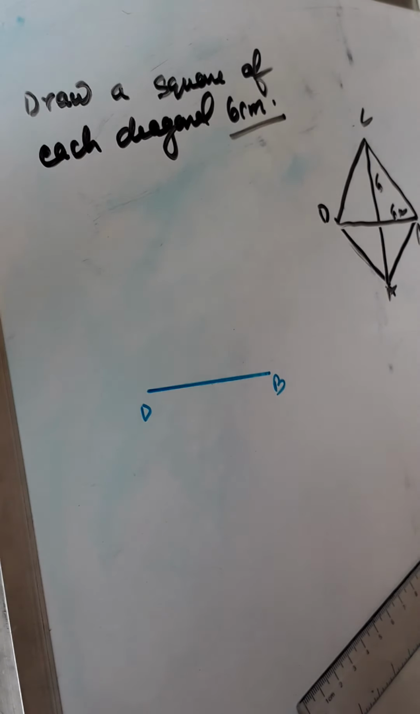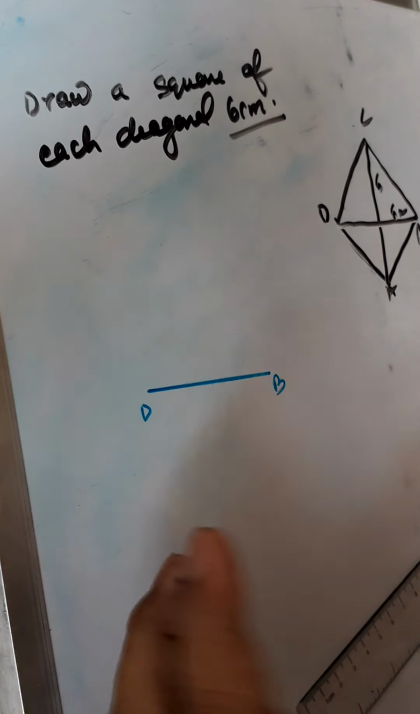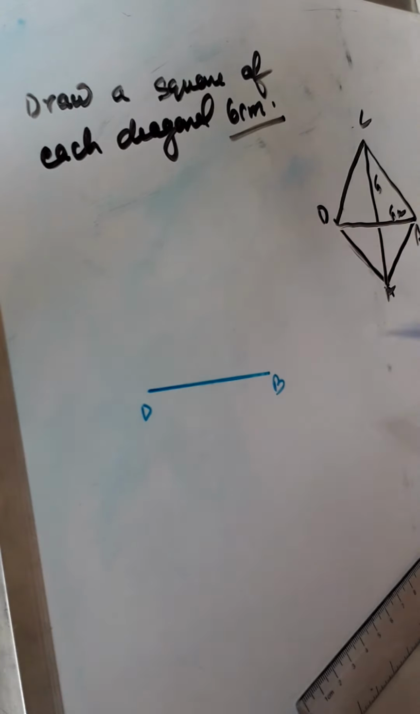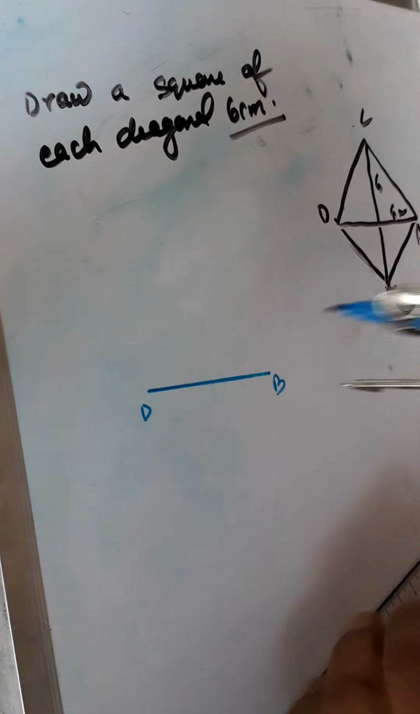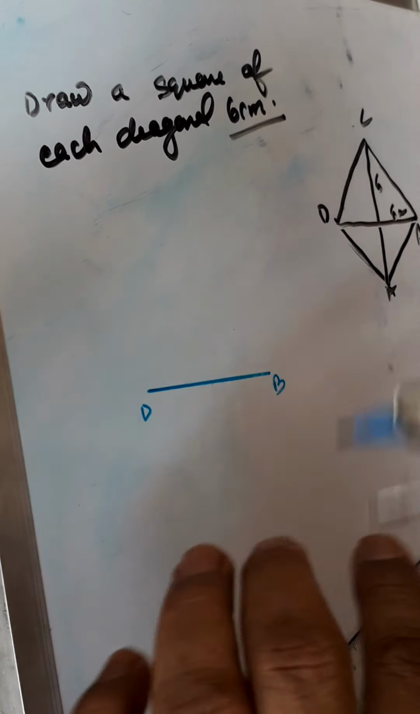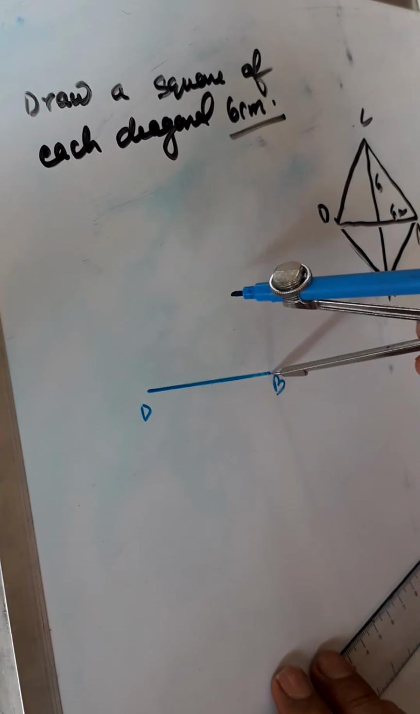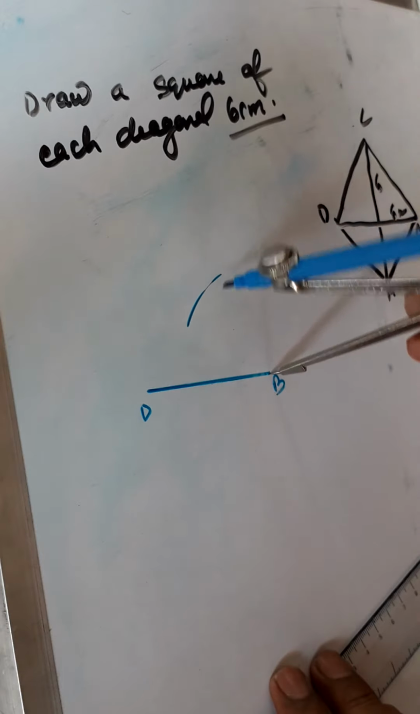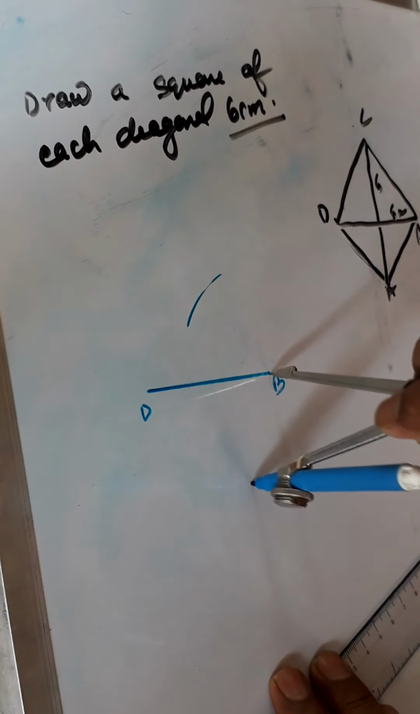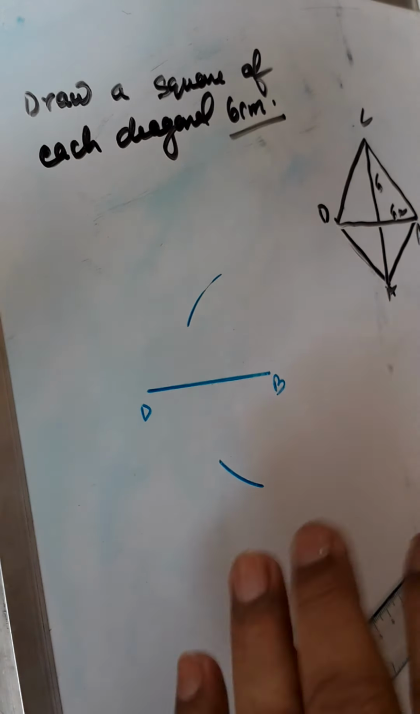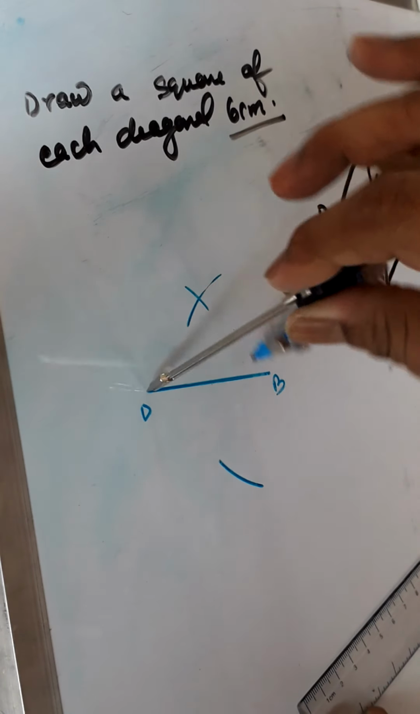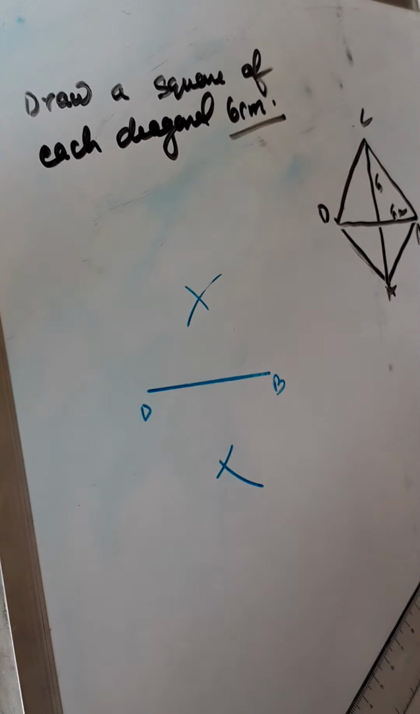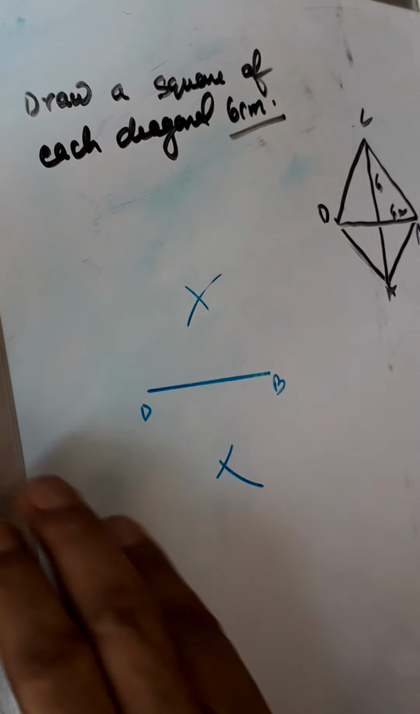Now we will draw the perpendicular bisector of this BD. For this we will take more than half of this. It should be more than half of this. I am taking here one arc from here, point B, and another arc from here. Similarly, we will take point D and draw two arcs, one arc here intersecting this and intersecting this. Now we will join these 2 points.